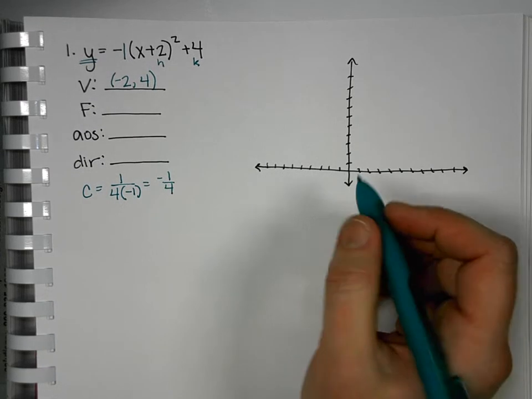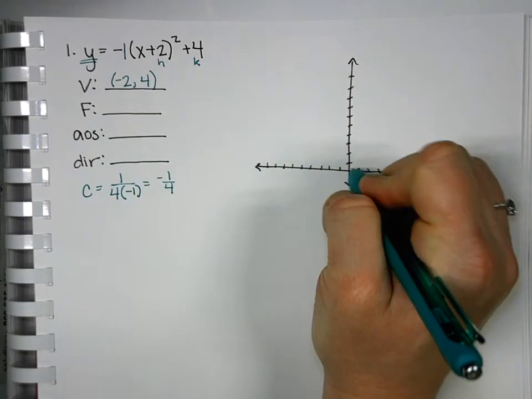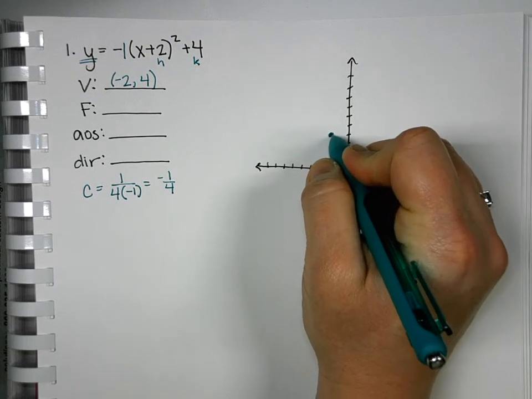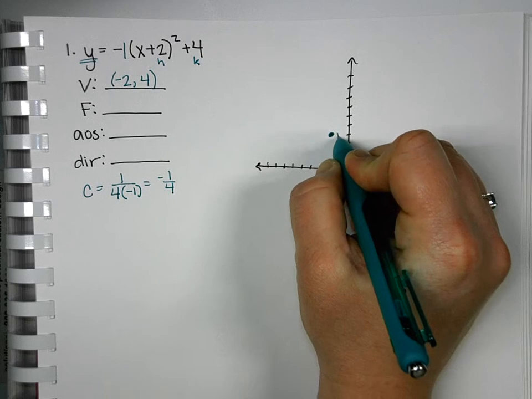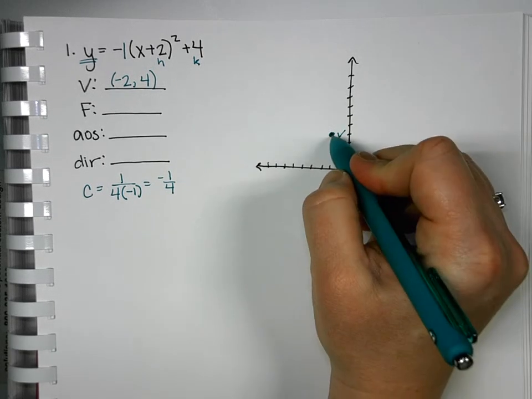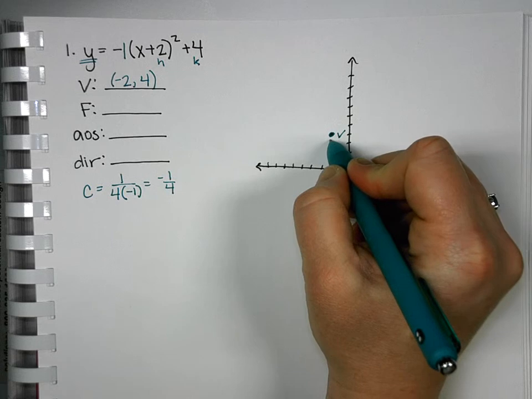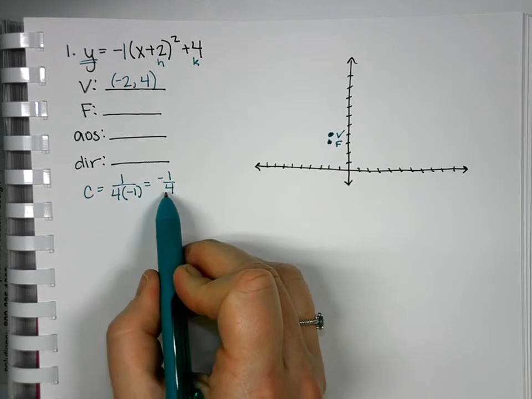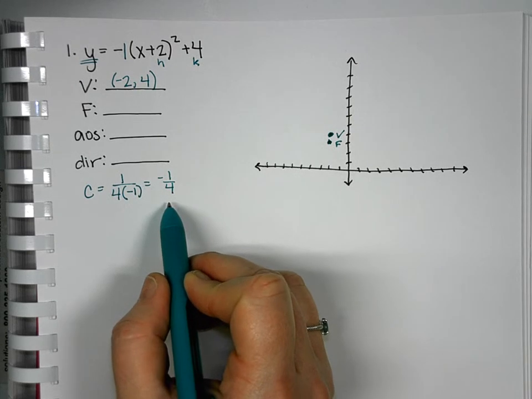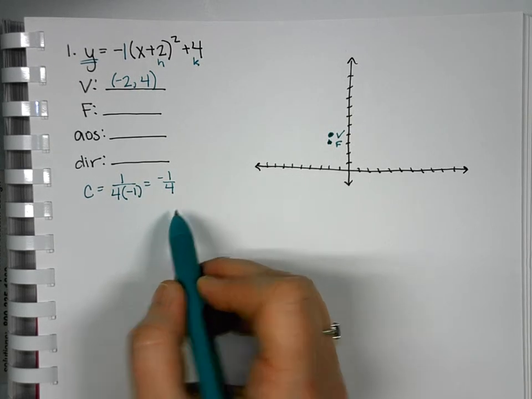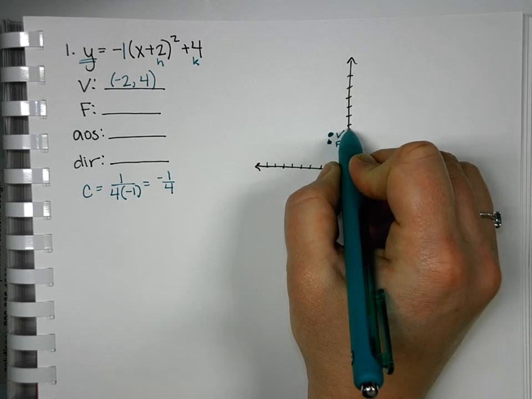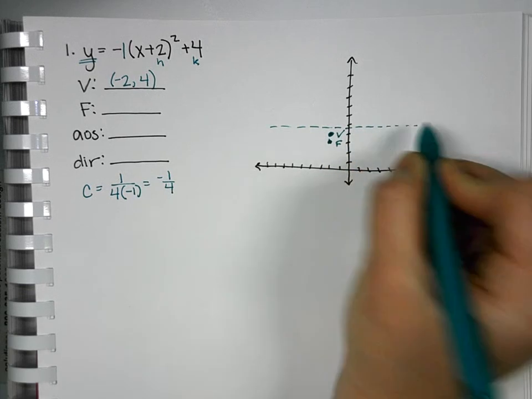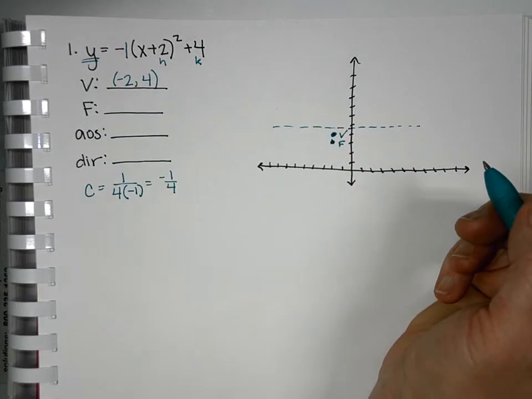So if I go and graph my vertex, so that was negative 2, there's our vertex. I'm going to go down 1/4, so not very far. That's going to be my focus. Now I went down because my C was negative, so that means I'm going to subtract it from my vertex. My directrix is going to be 1/4 higher. So I'm going the opposite. Opposite of negative 1/4 is positive 1/4.